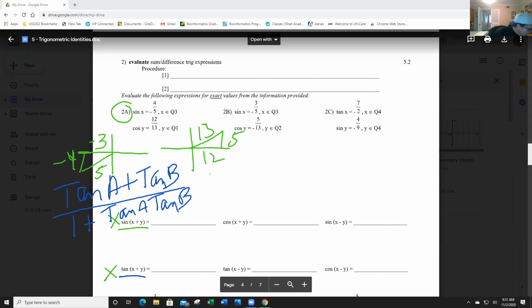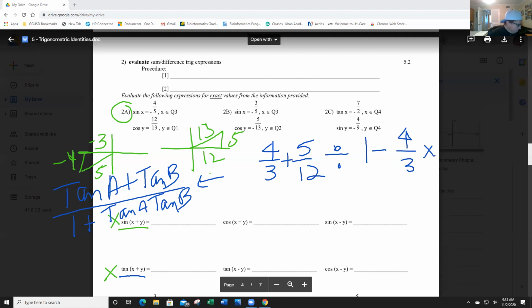That's going to be 4/3 plus 5/12 divided by, and I did the divided by instead of this line because I'm going to be flipping some stuff upside down, 1 minus 4/3 times 5/12. This is where all those arithmetic skills come into play. Common denominator here is 12. It's going to make this 16/12. So as you can see, that makes 21/12.